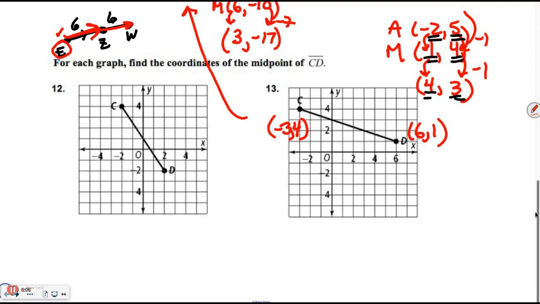To find what's right in the middle, you will add the x's, which I'm not going to do for you, divide by 2, that will go right here, and then you'll add the y's, divide by 2, and that will go right there.